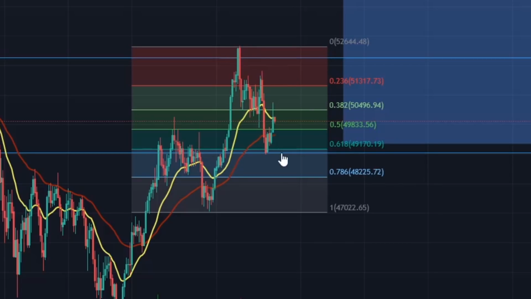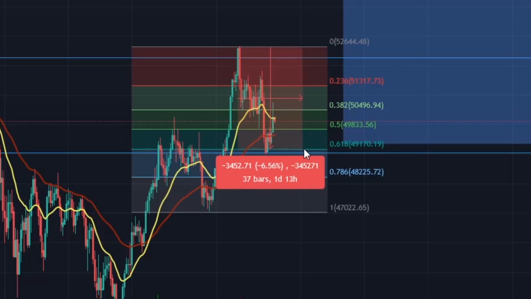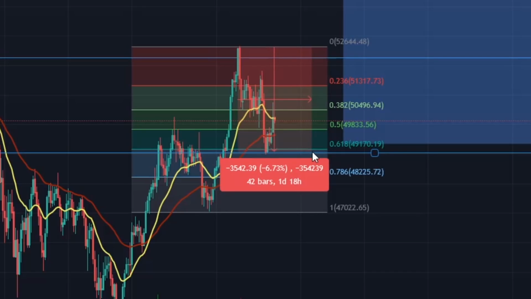So if any of you are into trading, you could have opened a short position there down to this level, and that was almost a 7% short trade there, guys. And don't forget, down to the level, 6.73% short from the top.